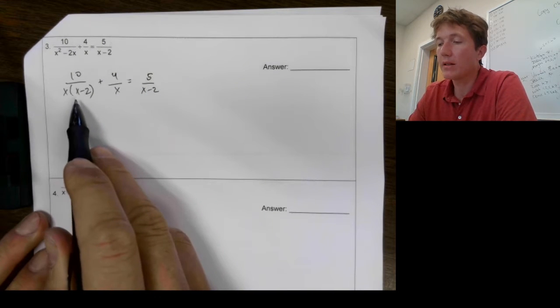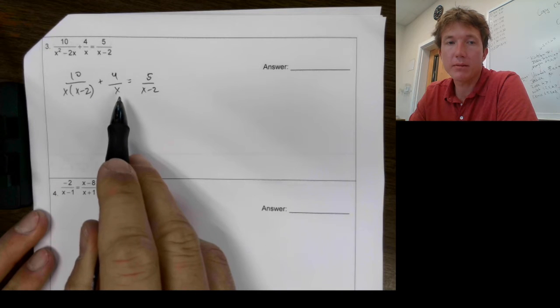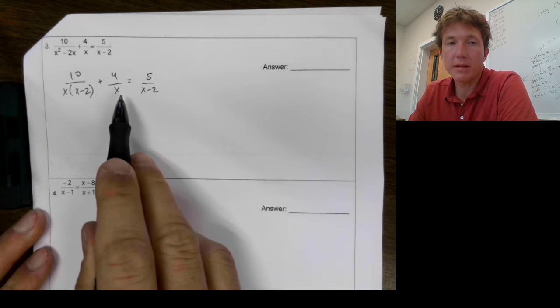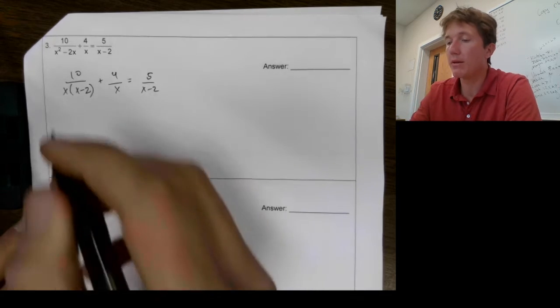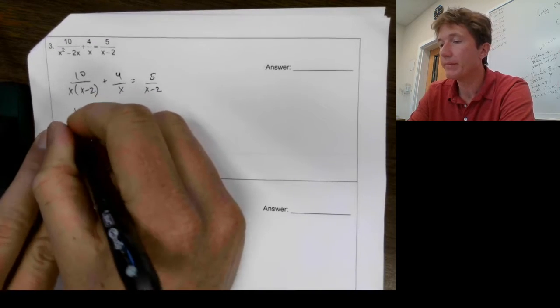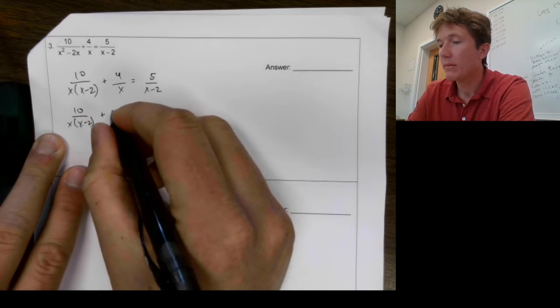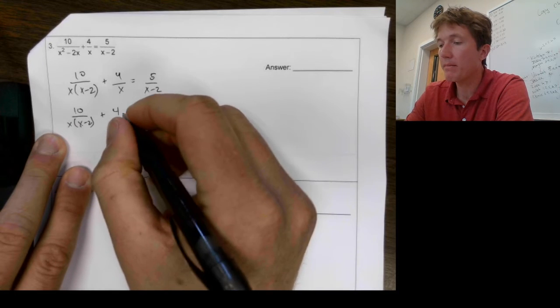So I have x times x minus 2 in this term. This term only has an x. This term only has an x minus 2. So I need to multiply this middle term by x minus 2, and I need to multiply this term on the right side of the equation by x. So let's go ahead and do that. When you're multiplying these, make sure you multiply the top and the bottom.